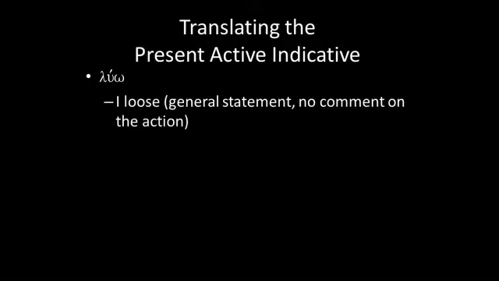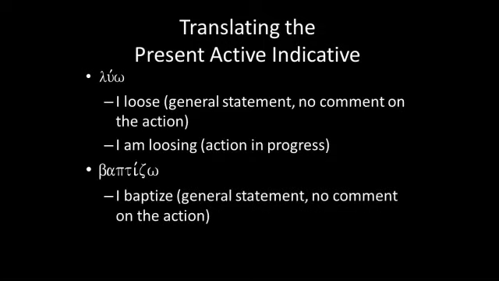So just a basic general type of statement. You can also translate it, because the present tense can mean this depending on context, I am loosing. This is if it's emphasizing action in progress. Do you see the difference between I loose and I am loosing? Or I teach and I am teaching? What do you do? I teach. What are you doing? Well, I'm teaching right now. So action in progress, you would do the ing type of form, and just the general form, something like I loose. How about the verb baptizo?